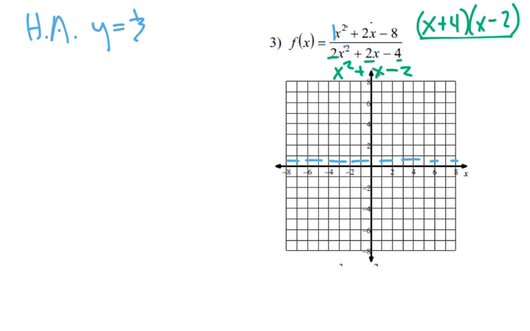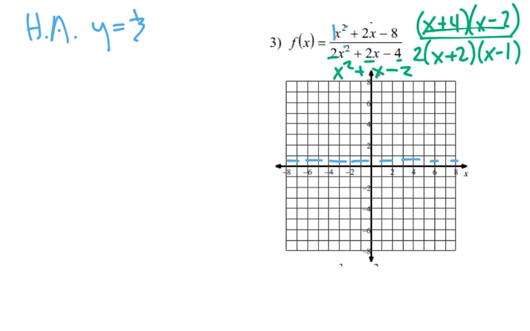Okay, factors of negative 2 that would add up to a positive 1: x plus 2, x minus 1 with the 2 out front, right? Yep. So once again, we can't eliminate any of these. So we don't have any holes.